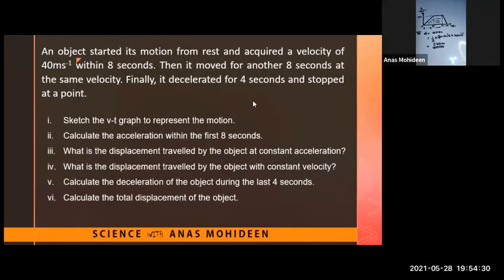Accordingly, these are some possible questions that could be asked related to these v-t graphs. I hope that the lesson we did today has benefited you in revising, recalling the theories you have learned, and to clarify if you have any doubts related to it.